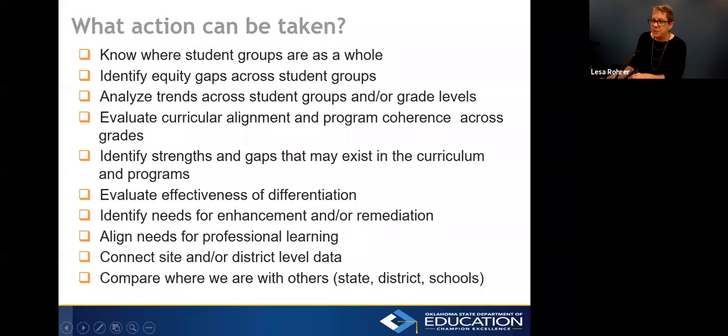What can we do with this data? Well, the first thing is really to know where student groups are as a whole, to identify equity gaps across student groups, to look for trends, to evaluate your curricular alignment and program coherence, to identify strengths and gaps that may exist in the curriculum and programs you have in place, to evaluate the effectiveness of your differentiation, look for needs for enhancement and/or remediation, align your needs for professional learning, connect your site and/or district level data, and compare where you are with others.